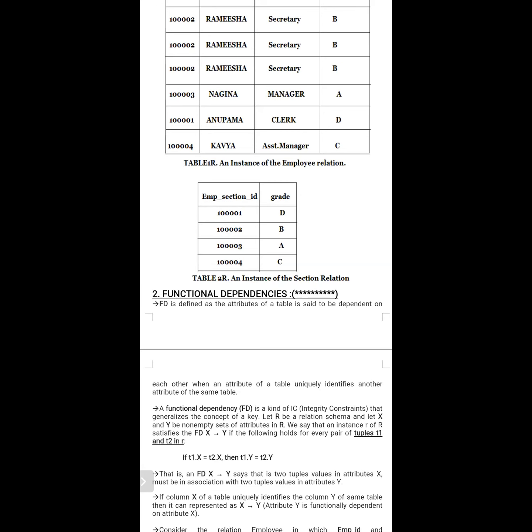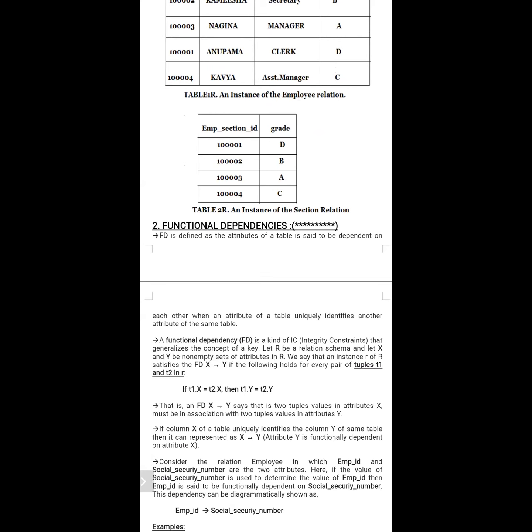Before discussing the normal forms, we should know what a functional dependency is and how many functional dependencies exist. Here we consider five normal forms: first normal form, second normal form, third normal form, Boyce-Codd normal form, fourth normal form, and fifth normal form. In each normal form, we try to eliminate different types of anomalies. For example, in first normal form, we eliminate multi-values, that is, multiple values assigned to a single attribute.